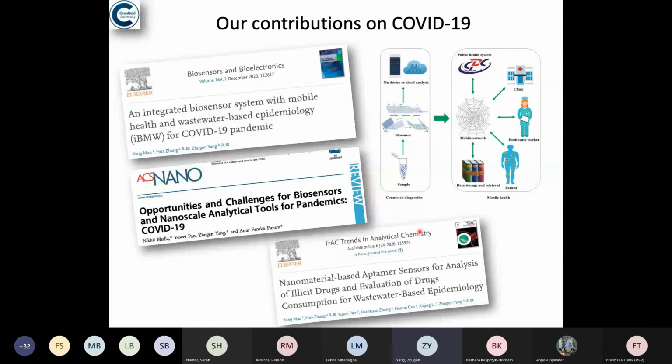Finally, just to give you a very quick impression, we recently made some contributions on sensor technology for SARS-CoV-2, both for biomedical diagnostics and for sewage testing. We recently also proposed integrated biosensor systems within mobile health for wastewater-based epidemiology. The idea is that we try to collect those signals very fast and then help the organization make an immediate decision in order to take the proper measures.